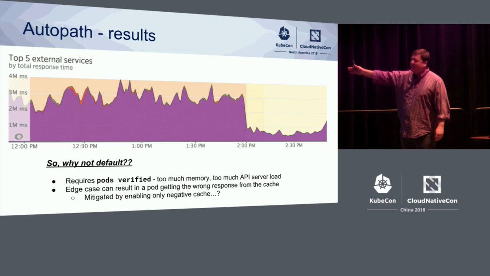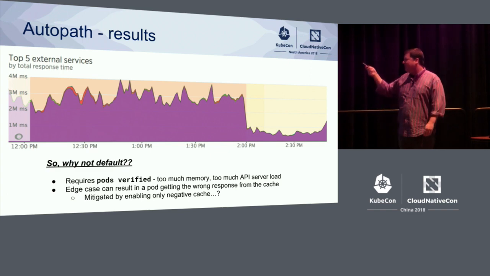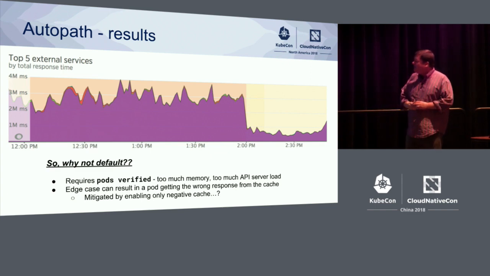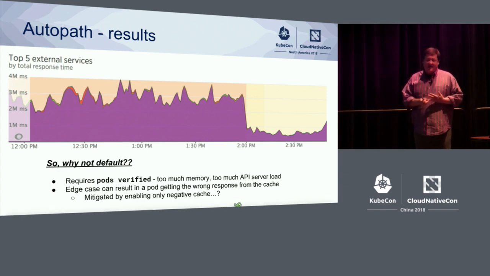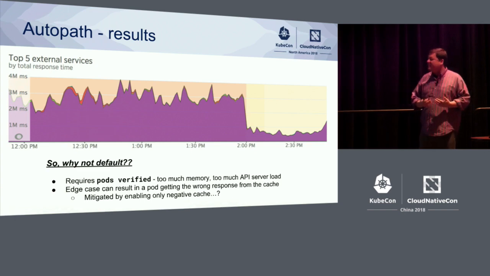Well, so why wouldn't we enable this by default? And there's a good reason. The pods verified mode adds load to your API server and adds memory to the actual CoreDNS instance. So if you've got a very large cluster, it's not advisable to enable that option. So for a default type of setup, we couldn't really do that.